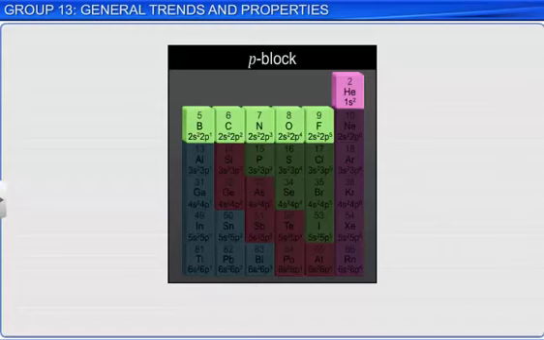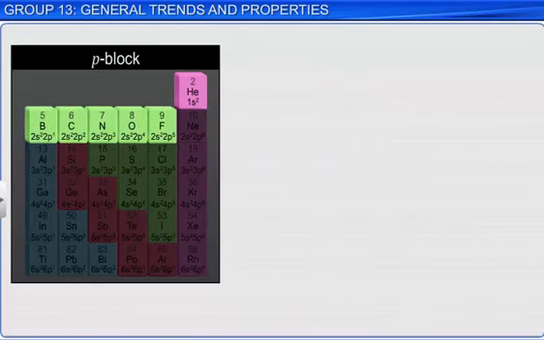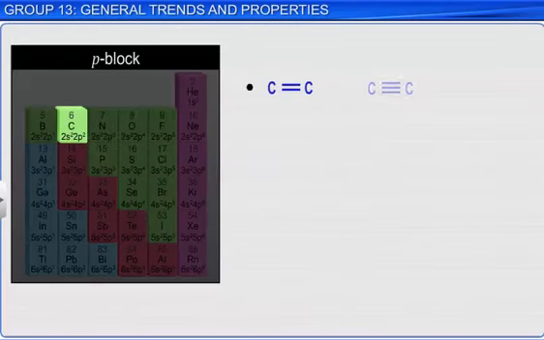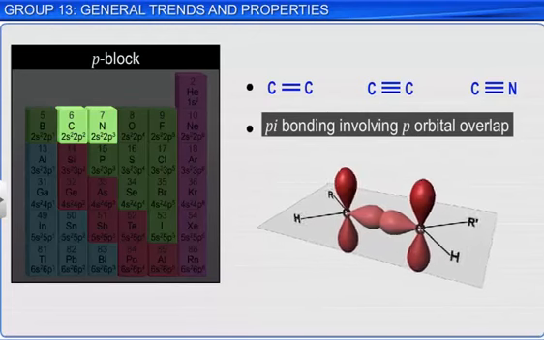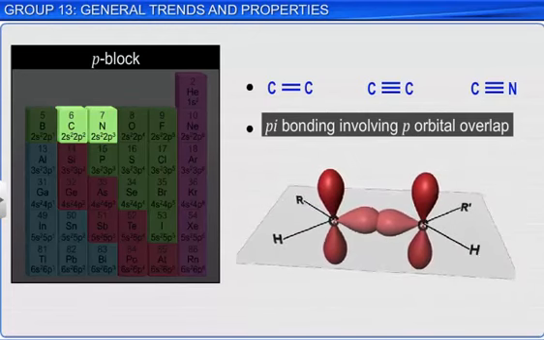We often observe that the first member in each group in the p block can form multiple bonds to itself and other elements in period 2. For example, carbon can form multiple bonds with itself as well as with nitrogen. These multiple bonds involve sideways overlapping or pi bonding of p orbitals.